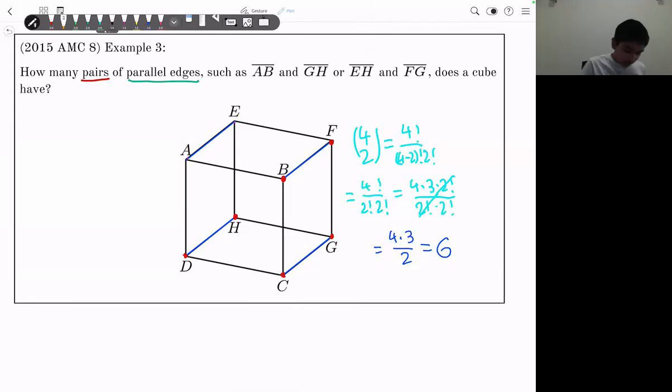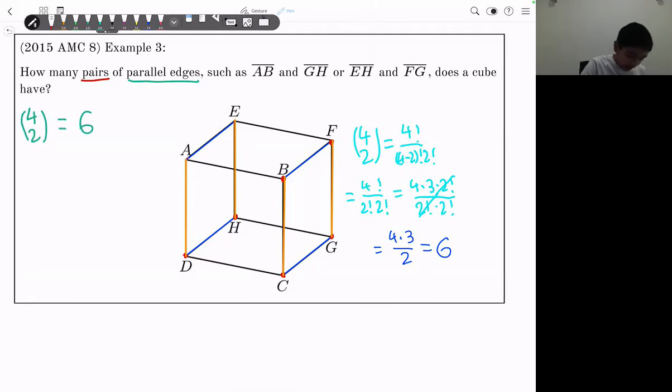Now we might also have to look at some other edges. For example, AD, EH, BC, and FG. And as you can see, these edges that I've labeled with orange, all 4 of these edges are also parallel. So we can choose a pair of them to be parallel as well. And that's, again, just 4 choose 2, which is equal to 6. So again, for the blue lines that I've marked, there's going to be 6 choices for 2 parallel edges. And again, the same thing for the orange lines.